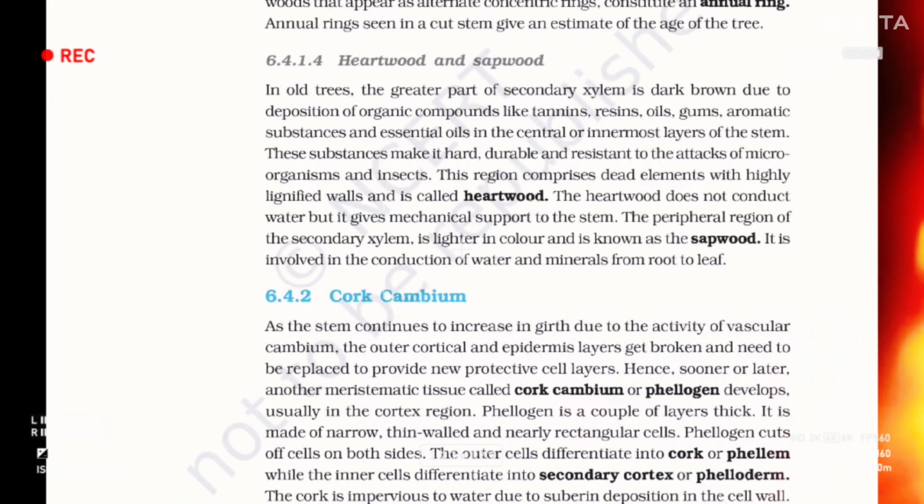The peripheral region of the secondary xylem is lighter in color and is known as sapwood. It is involved in the conduction of water and minerals from root to leaf.